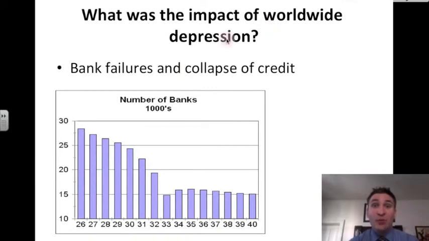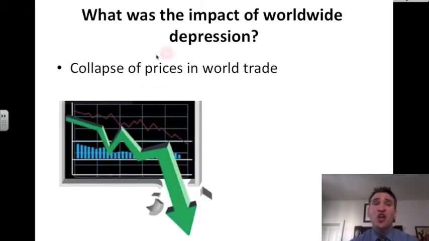What was the impact of worldwide depression? Bank failures and a collapse of credit. This chart shows you how many banks there were in America, 1926, 1927, 1928. There are a lot of banks, more than 25,000, but here's the stock market crash of 1929. And then the number of banks starts to decline sharply to 15,000 here in the Depression time period. Banks fail. What was the impact of the worldwide depression? There was a collapse of prices in world trade. That's not good.